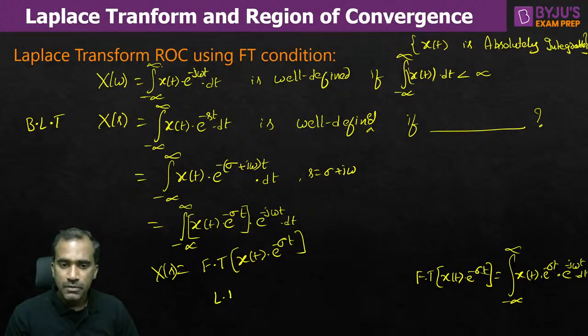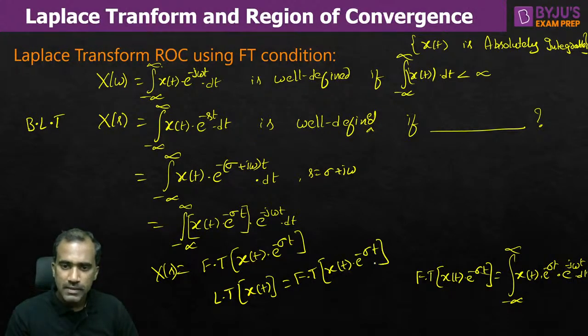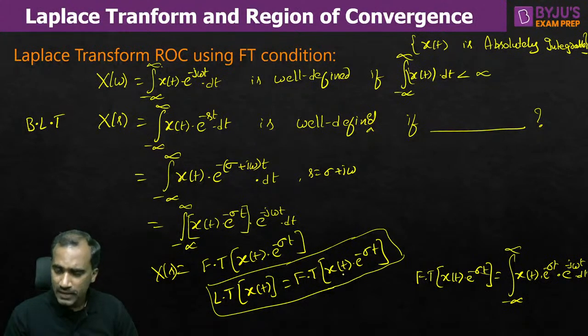So Laplace transform of x of t is the same as Fourier transform of x of t into e power minus sigma t. Is that okay? Have you observed this? Laplace transform and Fourier transform of a signal are not exactly the same. They're different, but this is the relation between Fourier transform and Laplace transform. So for the signal, if you multiply e power minus sigma t and then find Fourier transform, it is exactly the same as Laplace transform.